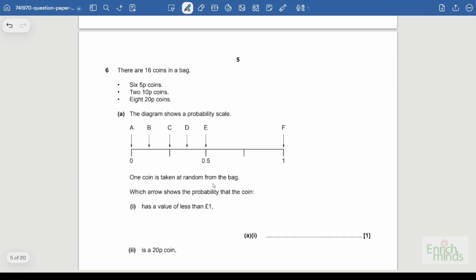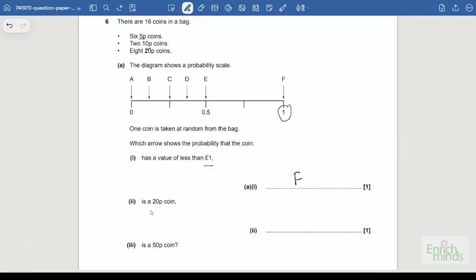1 coin is taken at random from the bag. Which arrow shows the probability that the coin has a value less than 1 pound? Now here we see all the coins we have, which is 5p, 10p and 20p. Each of them has a value less than 1 pound. So if you are picking up a coin at random from the bag, the probability that it will be less than 1 pound is for sure to happen. Any coin you pick, it will be less than 1 pound. So its probability will be 1, which corresponds to the letter F.